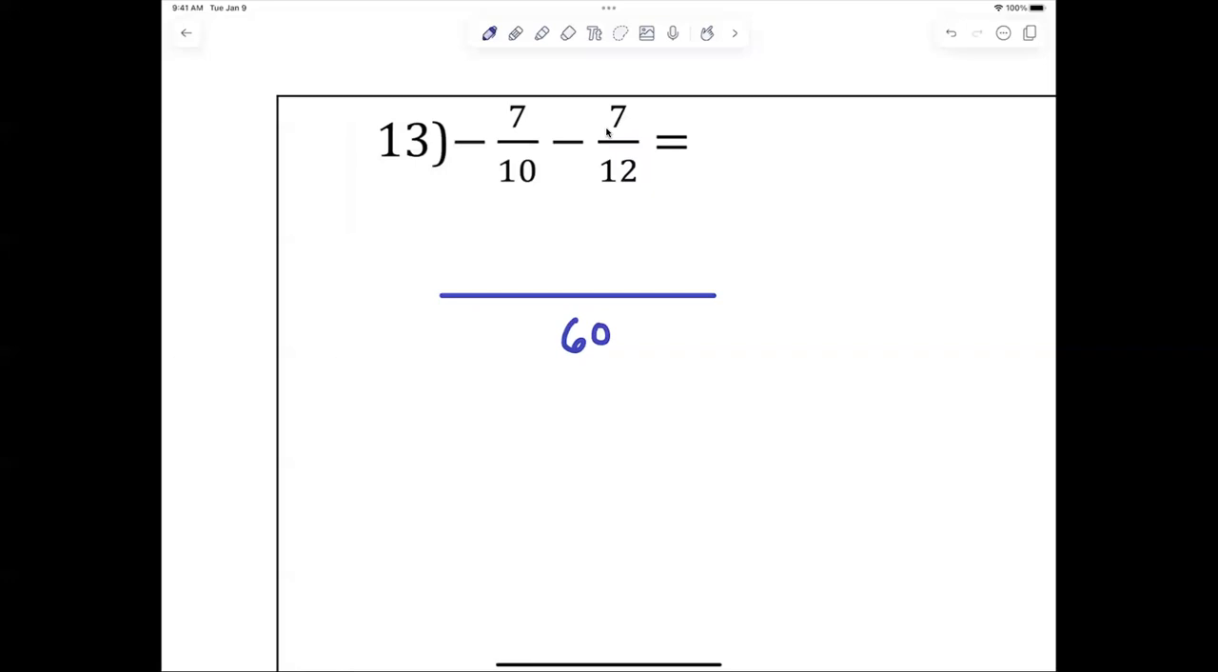All right, so now with 60, I multiply the first fraction by what? 6. All right, and that becomes what? Negative 42. And the second fraction? Times 5. Yep.